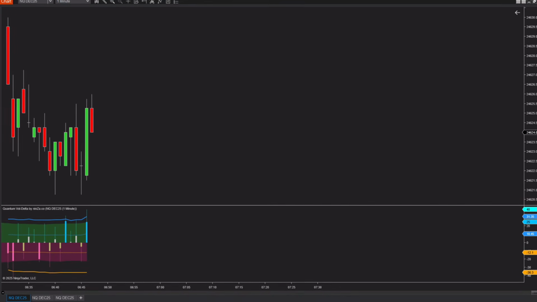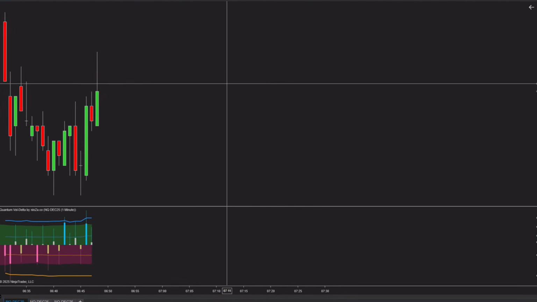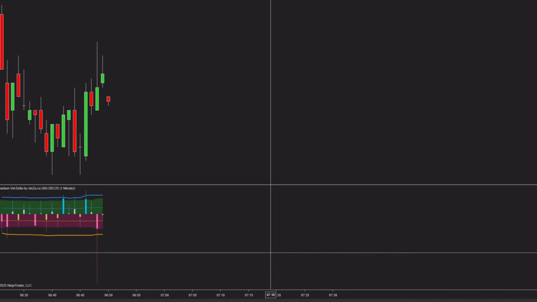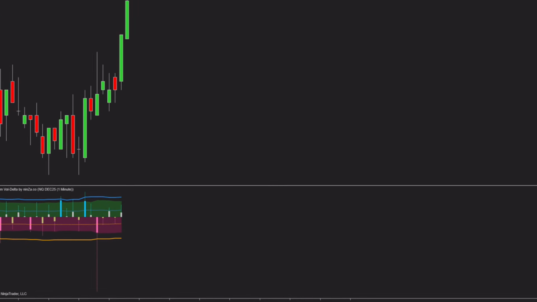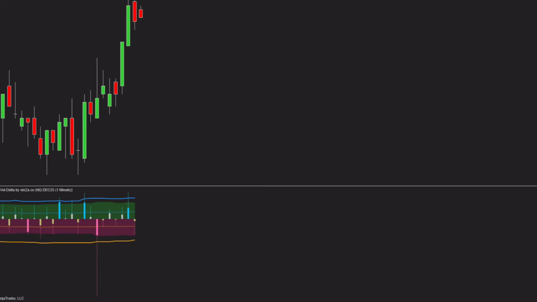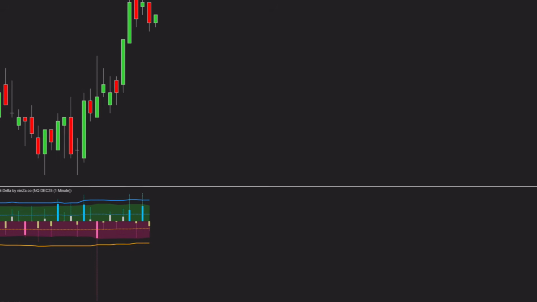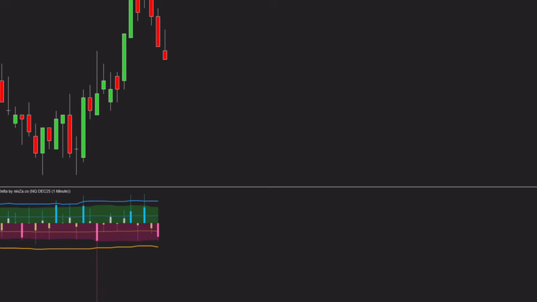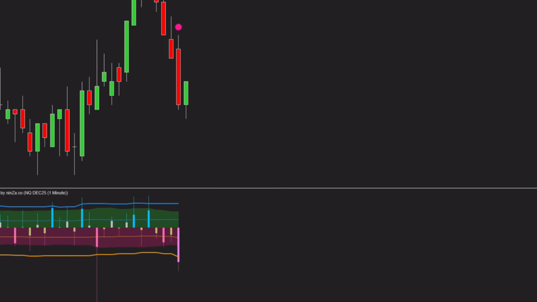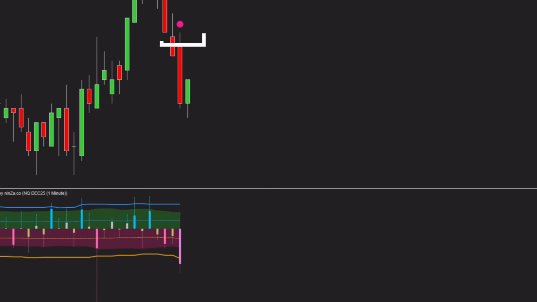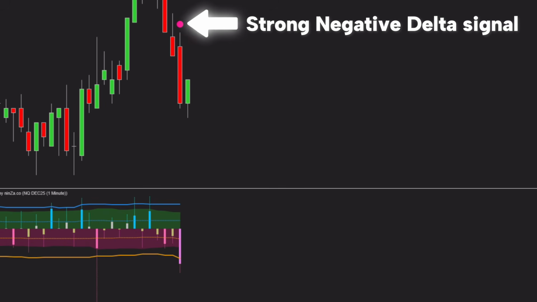So the question is, when do these signals actually appear? Well, there are two modes that control how the signals show up. First, I'll walk you through the simpler mode so it's easier to understand. The second mode is the automatic signal filtering system of the indicator, and I'll go into detail about that a little later on.